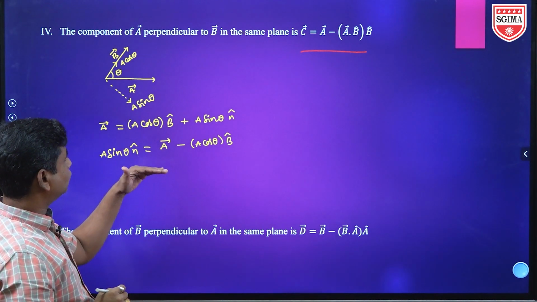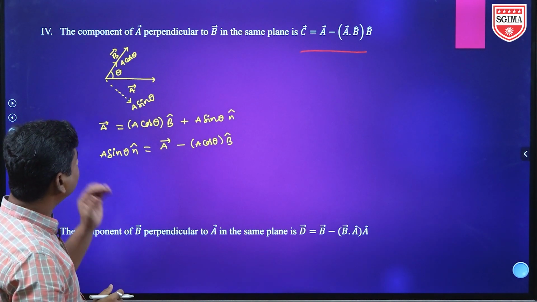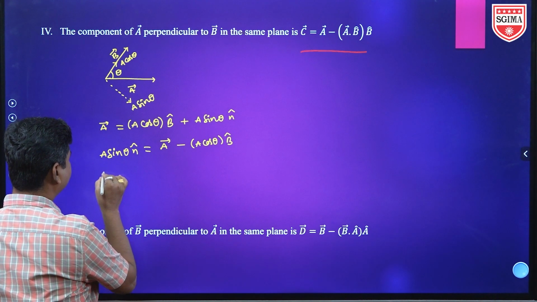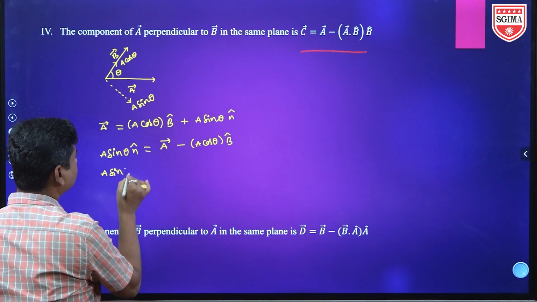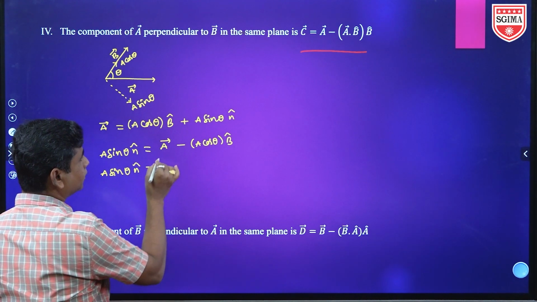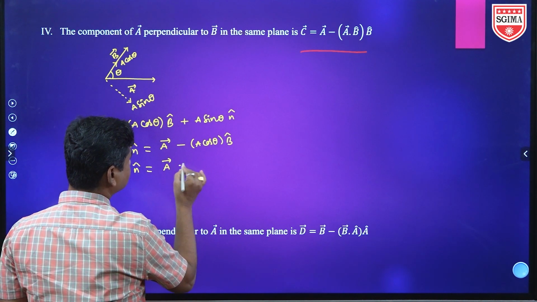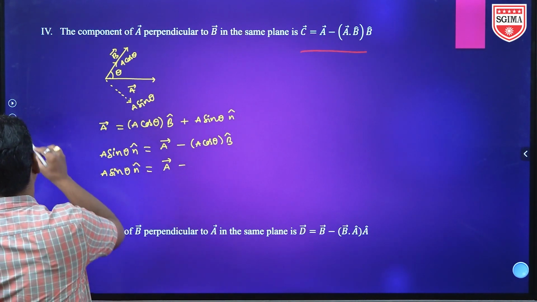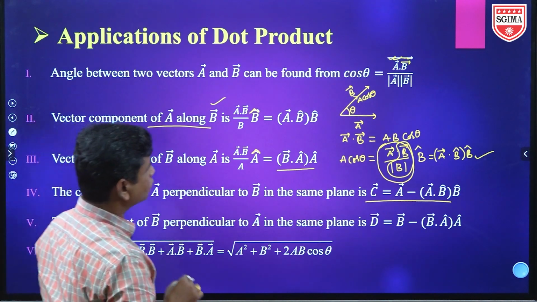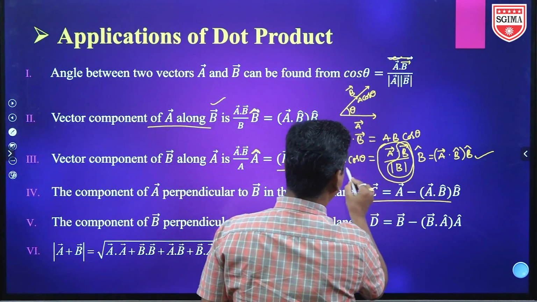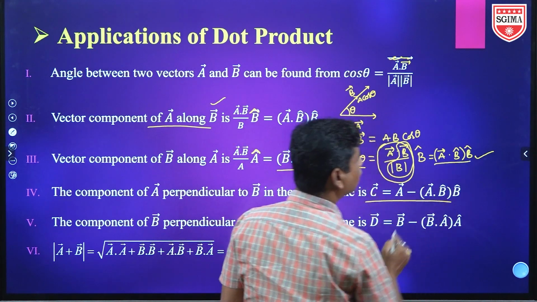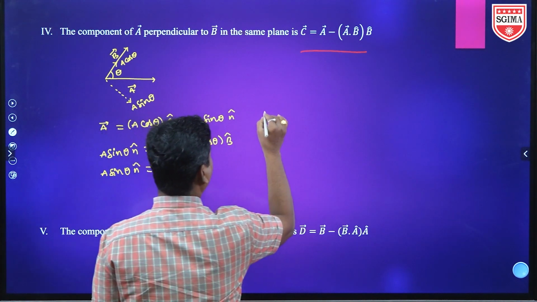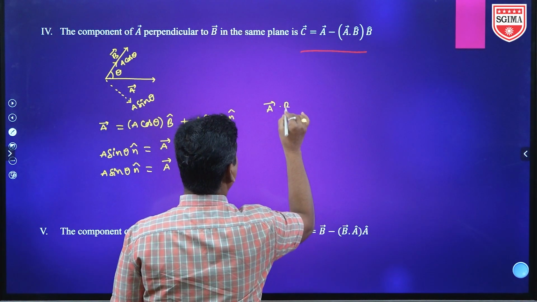Just write, because we require here A sin theta n cap, the normal component. Then A sin theta n cap is equal to A bar minus A cos theta. A cos theta was derived previously. Here A cos theta equals A bar dot B cap into B cap. Otherwise, you can take A bar dot B bar also.